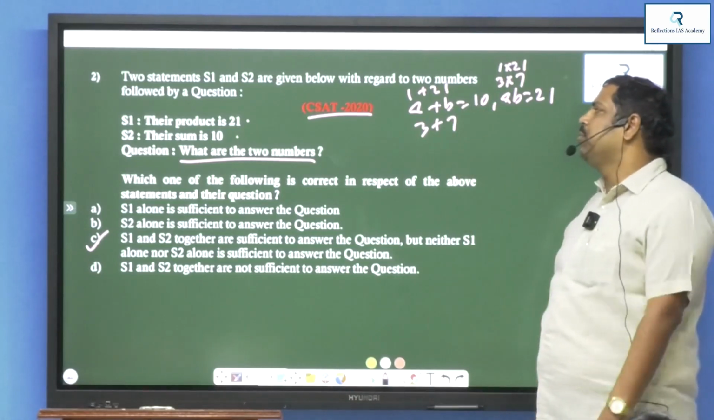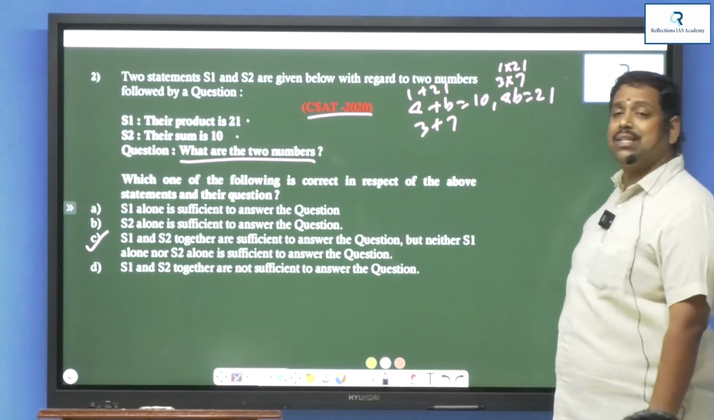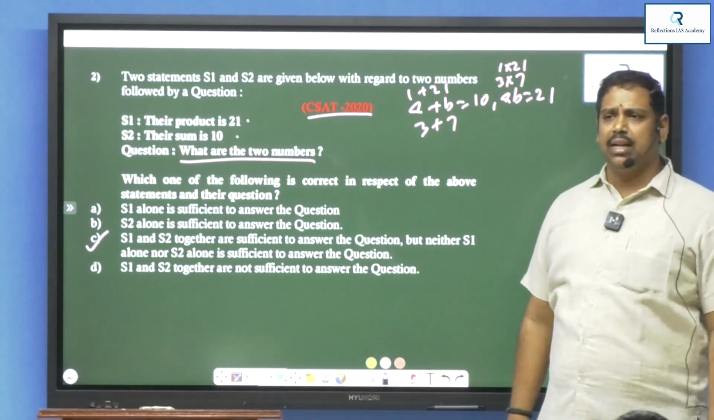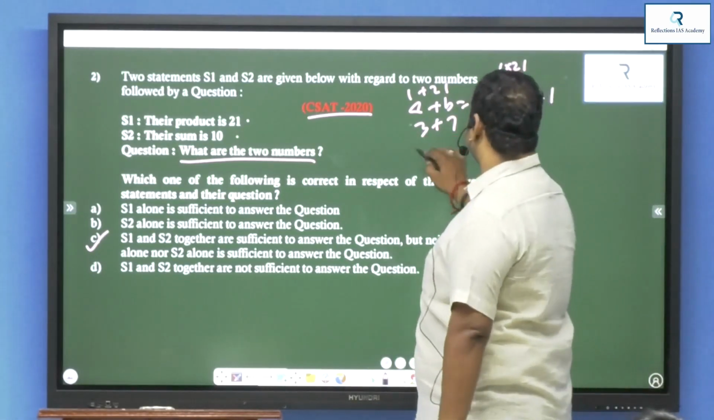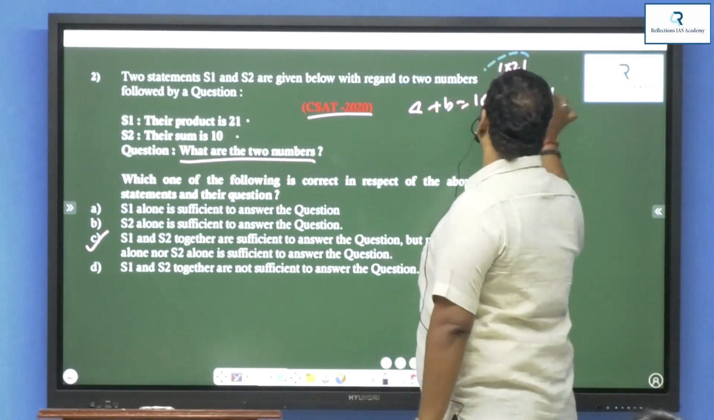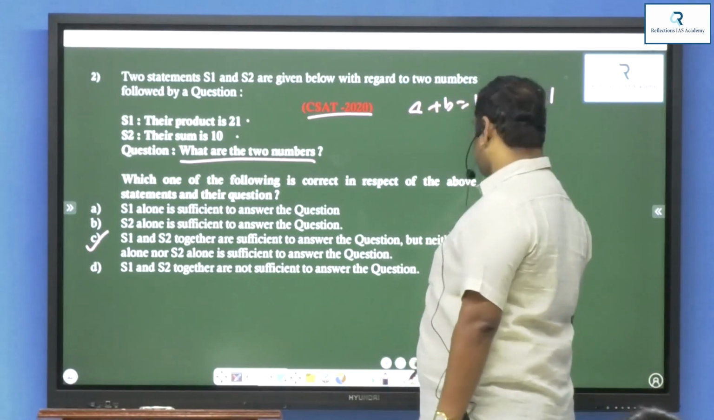So, what are the two numbers? 3 and 7. Is it right or wrong? Okay. The other point you should learn is A minus B, if you want, it has a formula.